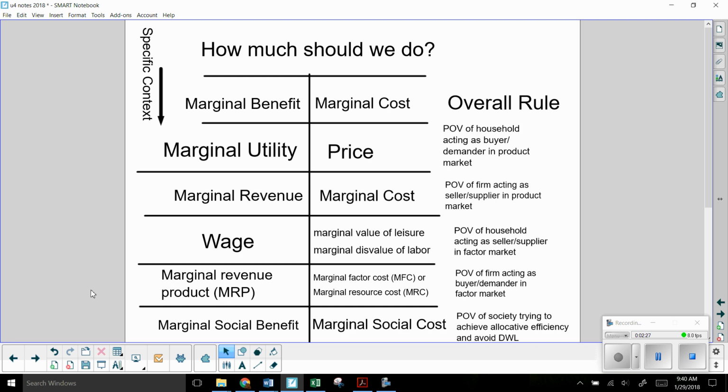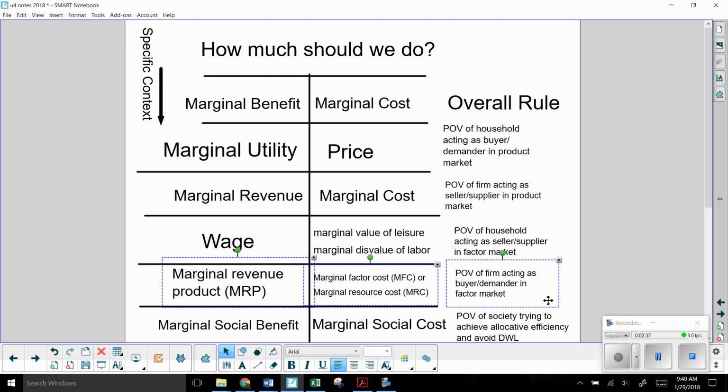Most of Unit 4 is going to focus on this row right here of the graph, the grid, this one right there. And so we're thinking about marginal revenue product and marginal factor cost or marginal resource cost. We'll get some specific information about those in just a moment. And we're taking the point of view of a firm acting as the buyer or demander in the factor market.